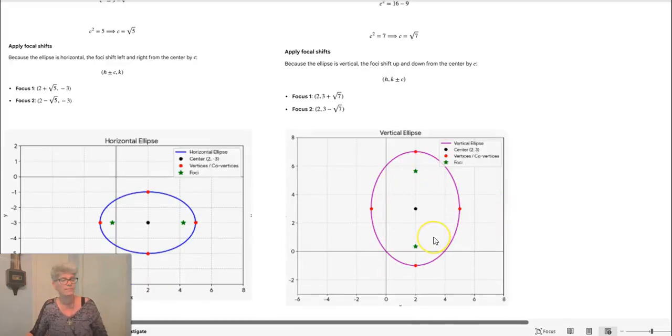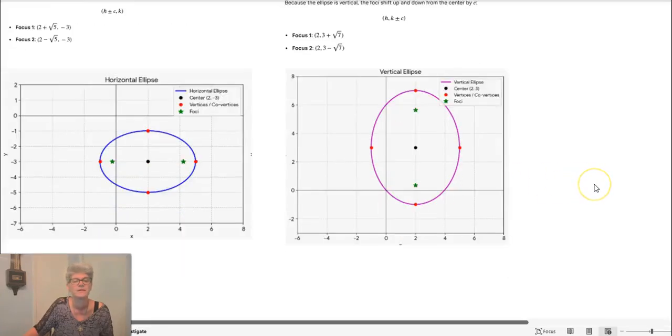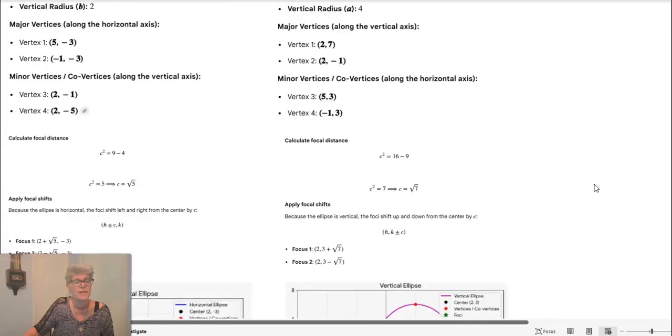And then here's the drawing. And you can see that it does look like what I sketched. What I sketched was accurate. Now the only points that are actually on the ellipse are the 4 vertices. So the center is not on the ellipse and the foci are not actually on the ellipse. Okay. So I hope that these 2 examples helped you.